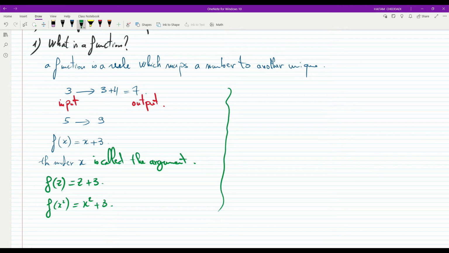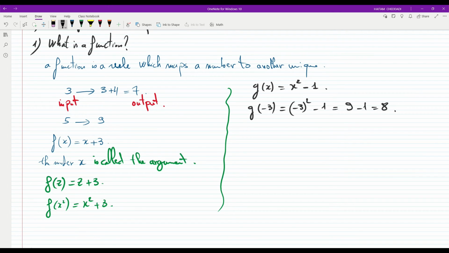Another example for a function, if we imagine that a function makes the input or the argument squared minus 1. Let's call this function g. g(x) equals x squared minus 1. The rule of this function is to take the input, square it and subtract 1. Minus 3 is the argument. All we need to do is replace x by minus 3: minus 3 squared minus 1, which is 9 minus 1, it's 8.